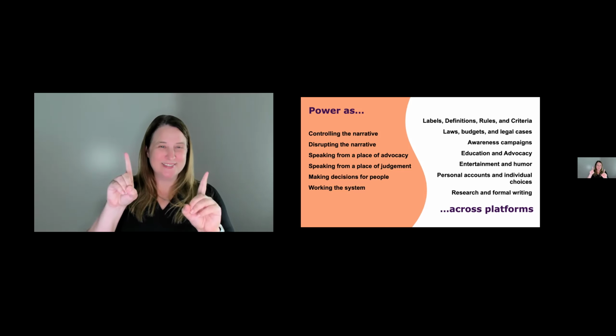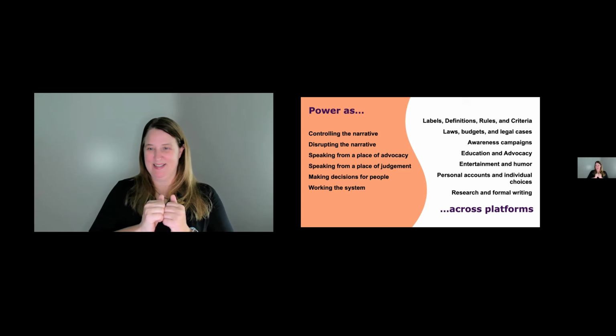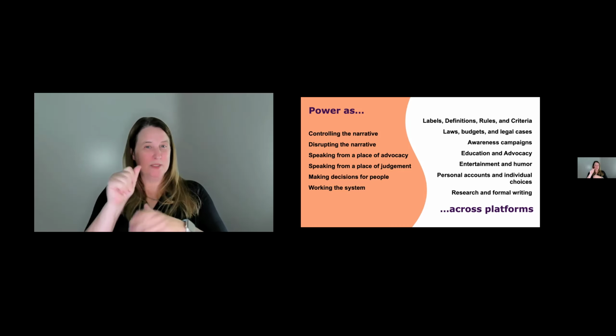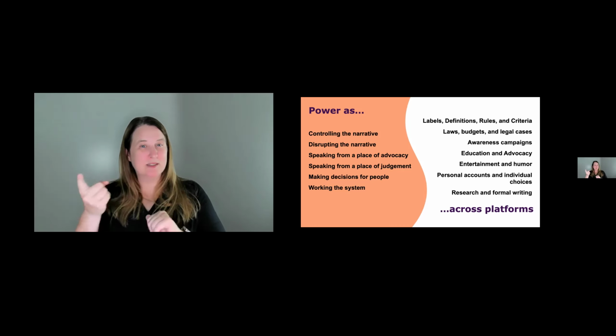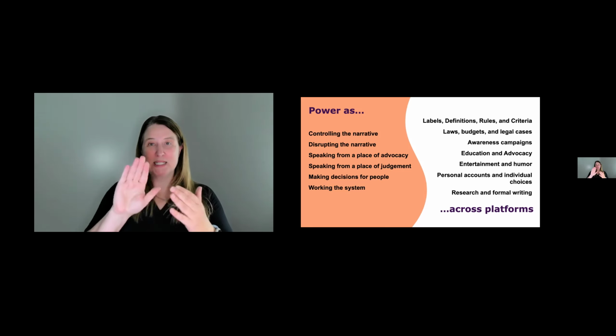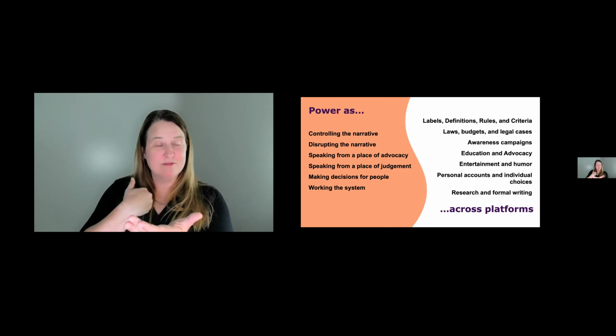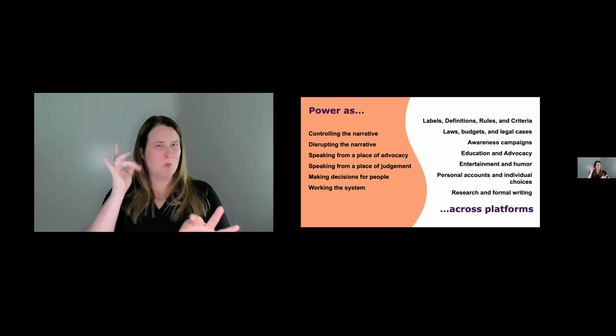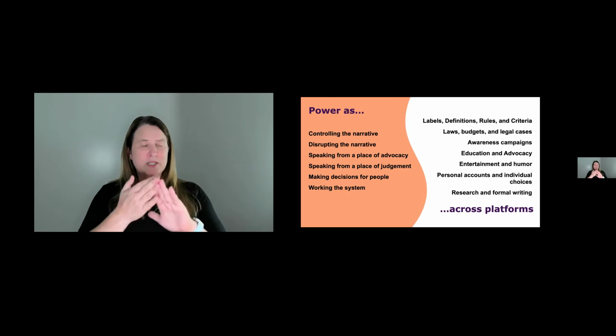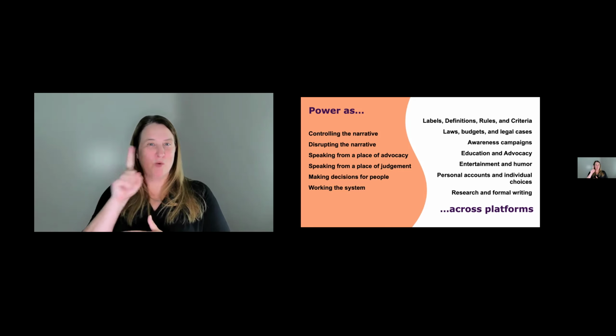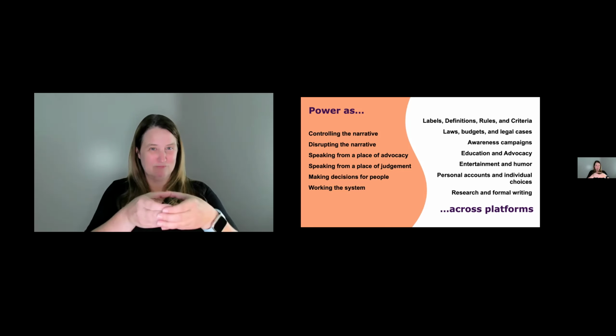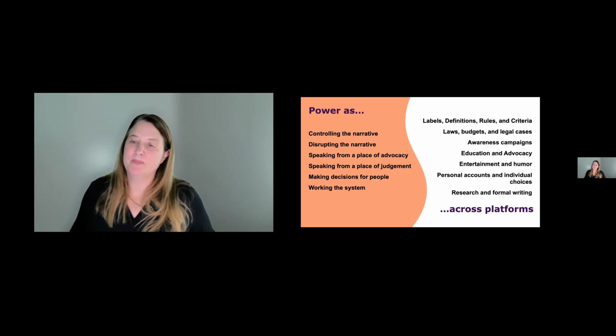Here at UT, we see in education, how do we see disability represented in our community? We have the Disability Culture Center, which is really important because it represents a community. It shows what the disability community looks like.